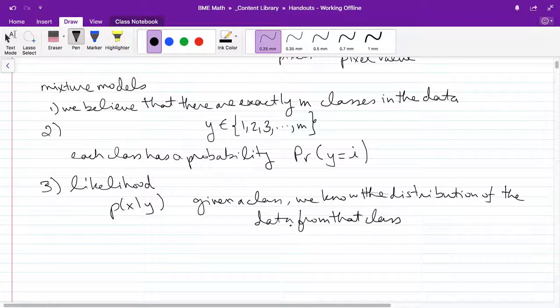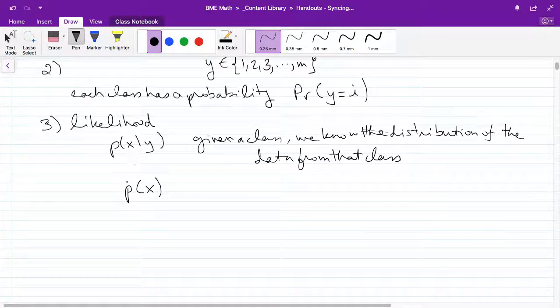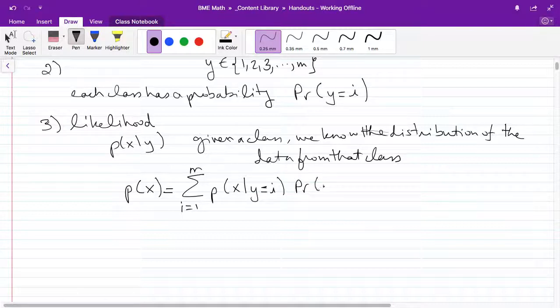So in a mixture model, all you have is your data, right? You have P of x. This is what I plotted here. This is just the probability of my data. In a mixture model, what you're saying is that that P of x is generated by my classes. So I have M classes, and I have some probability of x where y is equal to i times the prior probability. So this is my mixture model.